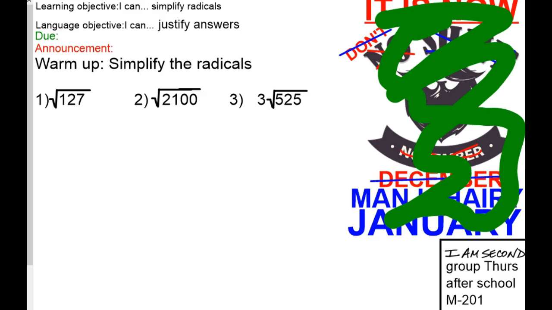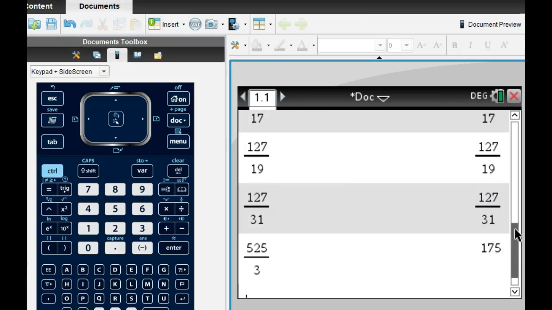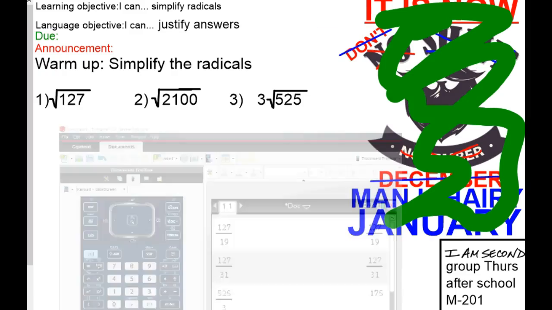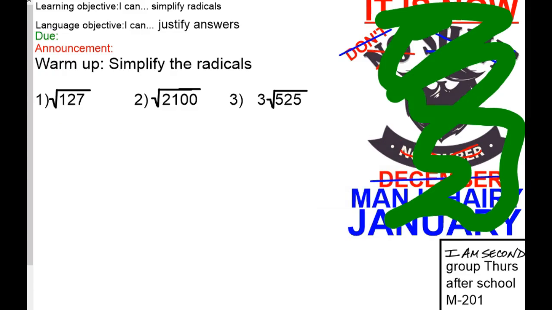We tried to find all the factors. Nothing would divide into 127, or 127 would not divide by any number, so we call that prime. And when it's prime, we just rewrite it, square root of 127, okay? And we said on number 2, it was 2 times 1050.